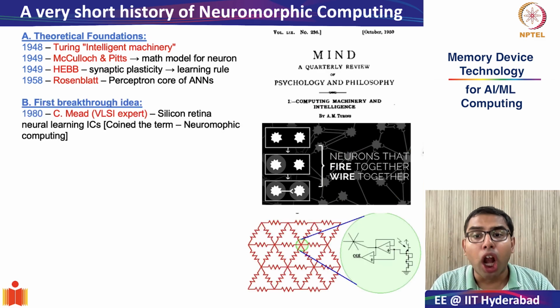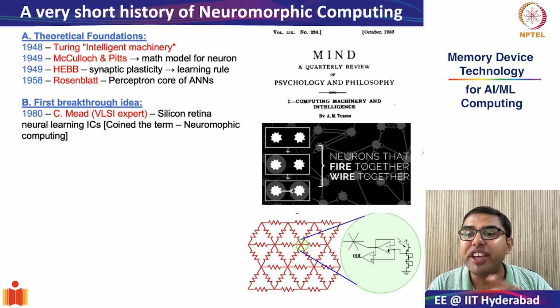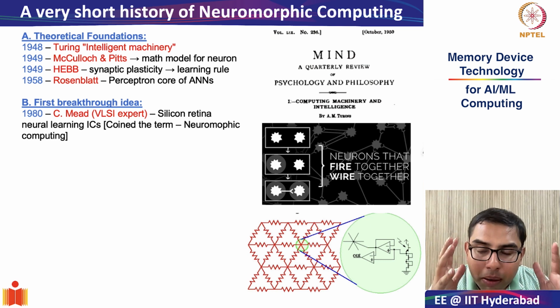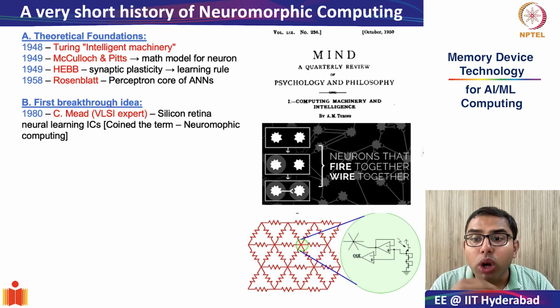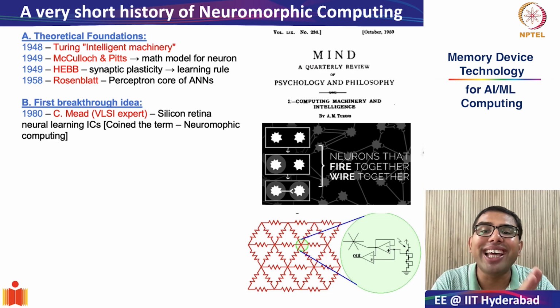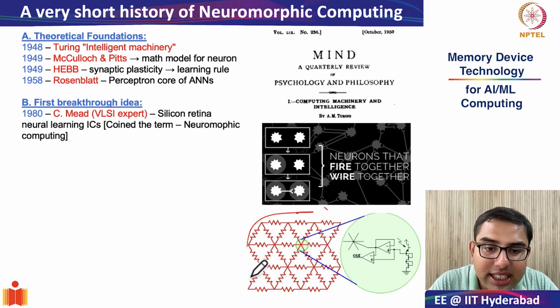Next, we look at the big breakthrough that came in the 80s with this revolutionary idea from Carver Mead, who was a VLSI pioneer at Caltech. So Mead's main contribution was that neurons and synapses could be directly implemented in silicon CMOS using these mesh-like VLSI circuits, as you can see over here.